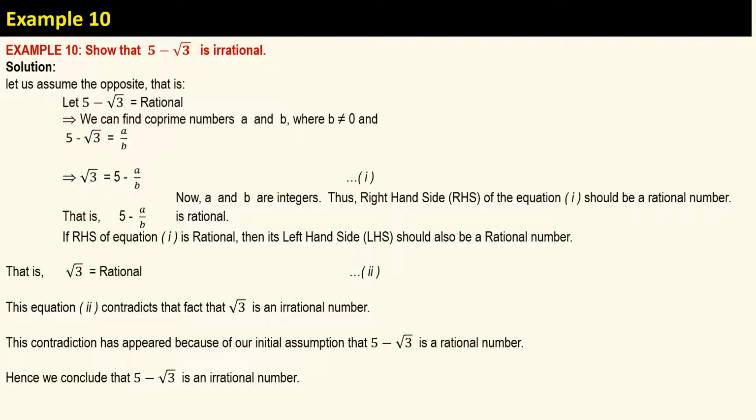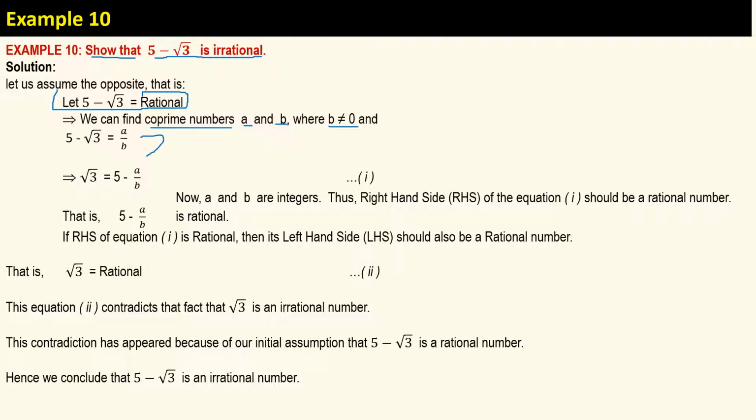Now let's solve example number 10, which says show that 5 minus square root of 3 is an irrational number. Now let us assume the opposite. Let us assume that 5 minus square root of 3 is a rational number. Then we can find co-prime numbers a and b, where b is not equal to 0, and we can write 5 minus square root of 3 is equal to a divided by b.